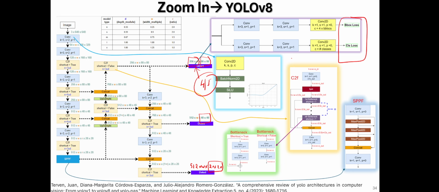Because if you remember the earlier case, the YOLO version 1 I'm talking about, it was 7 cross 7 cross 30, right? This 30 had 5 bounding box parameters plus C was 20, with 2 bounding boxes per cell. So 2 into 5 is 10, plus C equal to 20. So 30 was this number.